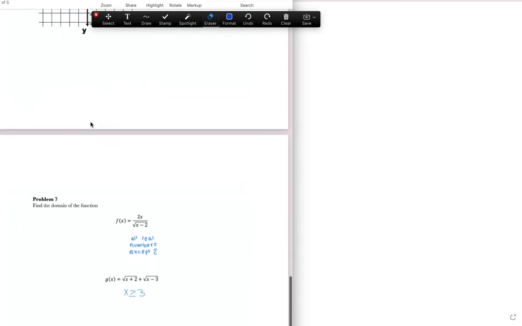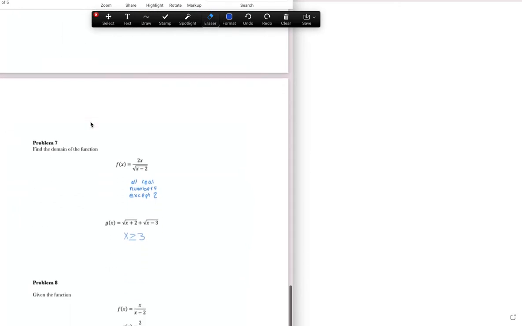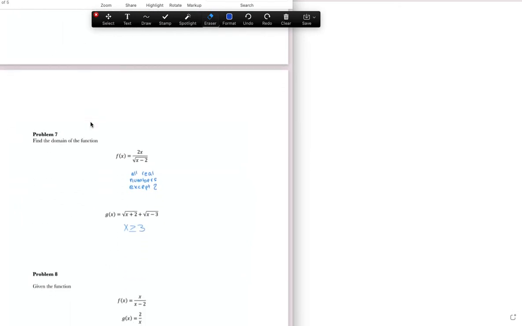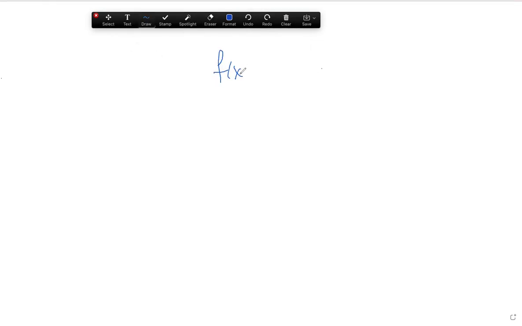Okay, cool. Now for problem 7, the first one is a little trickier than anything I saw on your review or on your quiz, but I intentionally did it to cover all our bases. So the function we're looking at is f of x equals 2x over the square root of x minus 2. Now, when we see something that has a square root of stuff, what did we say to do?